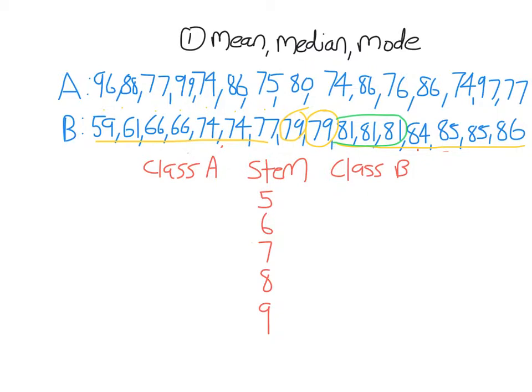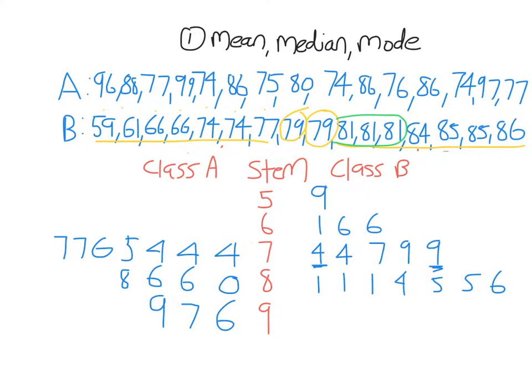So for Class B, it's easy to do because the data's in order. We put a 9 here. That represents the score 59. And then all the scores in the 60s, like so. So we're going from smallest to largest. And then when we get into the 70s, we're again only writing the units. So this score here means 74, this one here means 79, and so on.